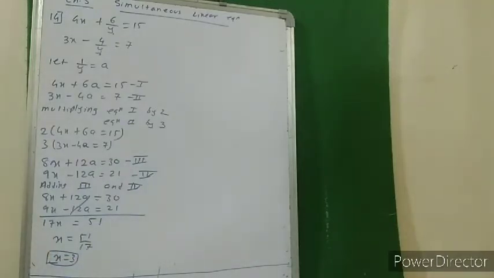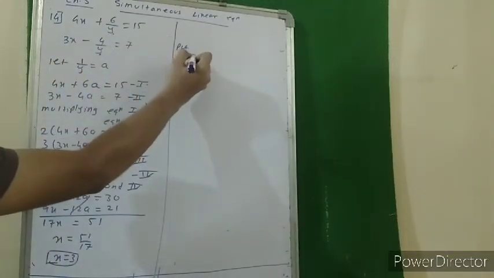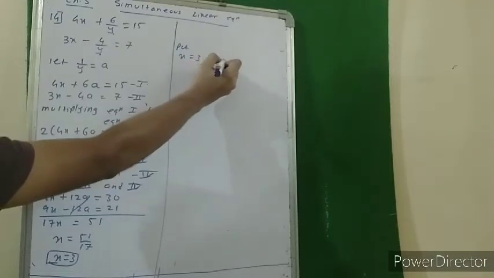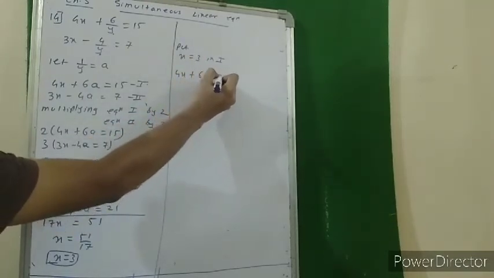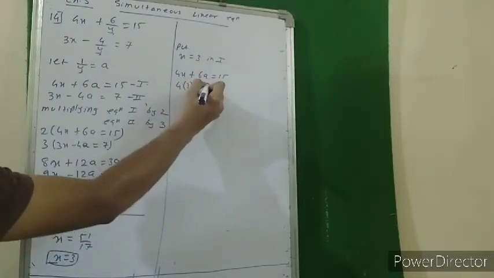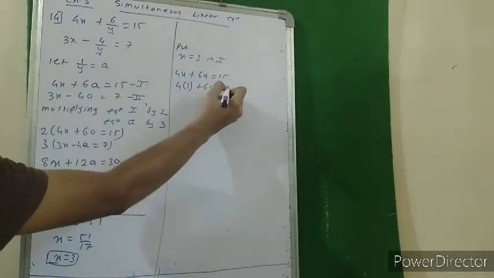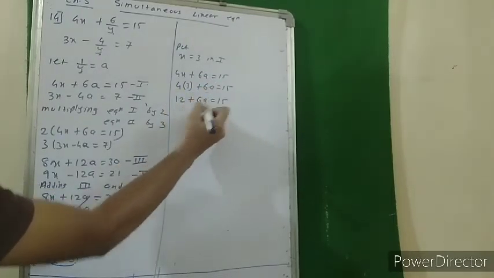Now put value of x is equal to 3 in any of the 4 equations. We have 1 2 3 4 equations. You can substitute it in any equation. I will substitute in 1. So put x is equal to 3 in 1. What is 1? 4x plus 6a is equal to 15. 4 into 3 plus 6a is equal to 15. 4 3s are 12 plus 6a is equal to 15.